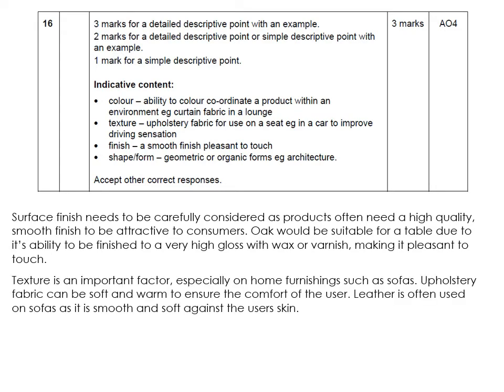This one I focused in on texture. Texture is important, and you might link it back to aesthetics again, especially on home furnishings such as sofas. Upholstery fabric can be soft and warm to ensure the comfort of the user. Leather is often used on sofas as it is smooth and soft against the user's skin. So there's another full mark answer to that question.